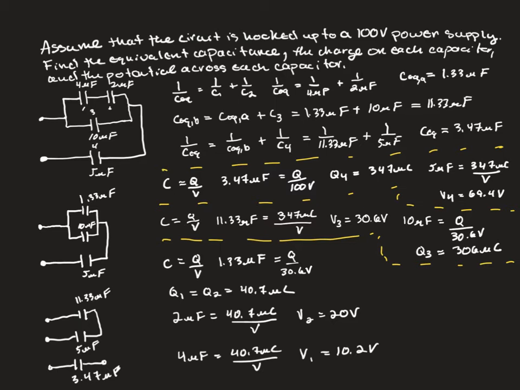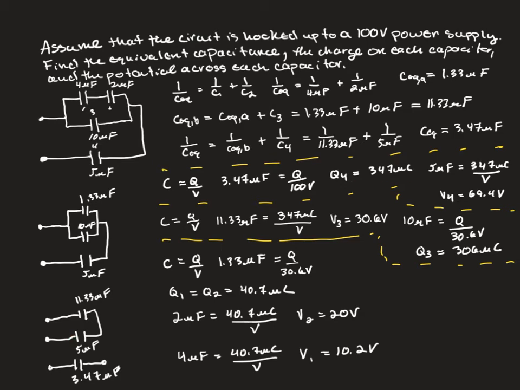Alright, so now I want to find the charge and the potential across each individual capacitor. So when I go from my equivalent capacitance of the circuit and I step back one, they're in series, which means I can use the voltage from the power supply and the equivalent capacitance to find the charge that flows from here back to here. So I'm going to take the 3.47 microfarads times 100 volts, and I get a charge of 347 microcoulombs. So that's going to flow from here across here. And since this is an actual capacitor, that is the charge across capacitor 4.